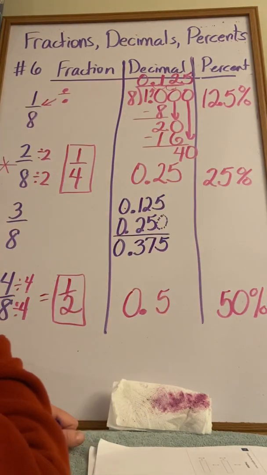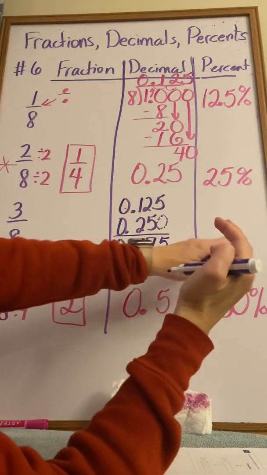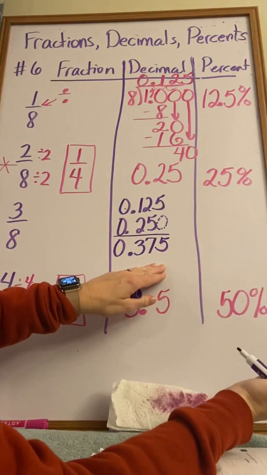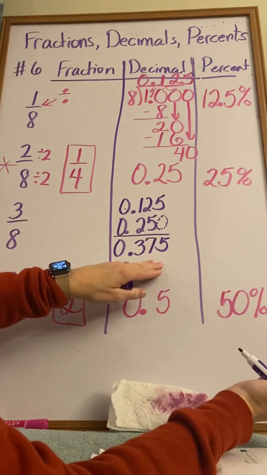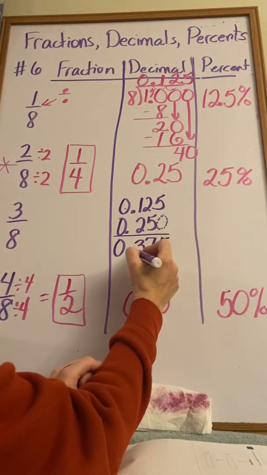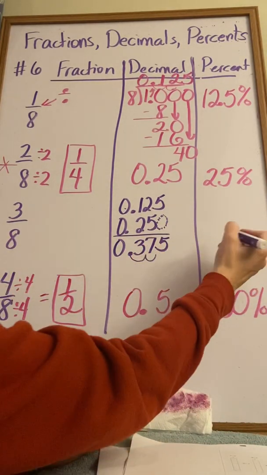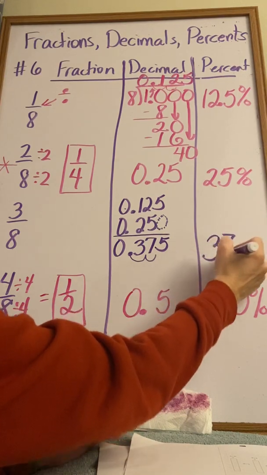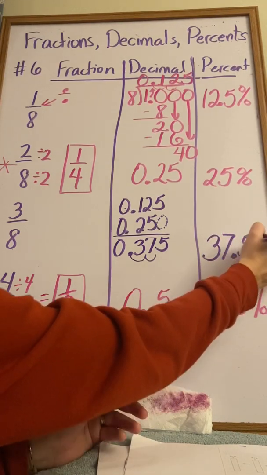How do we get to the percent? Remember, the percent is just 100 times this. When you multiply by 100, that's not hard. You can just move that decimal over 2 places. That's going to be 37.5%.